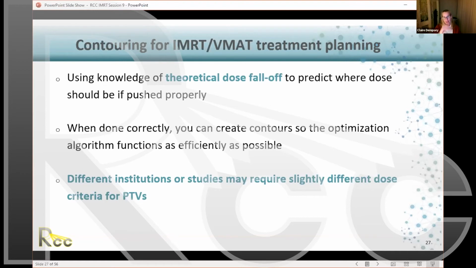Obviously, in any of the examples I'm sharing, different institutions and studies might require slightly different dose criteria for PTVs. So if I've put something in here, don't take this as the gold standard dose that you should be using. This is just examples.